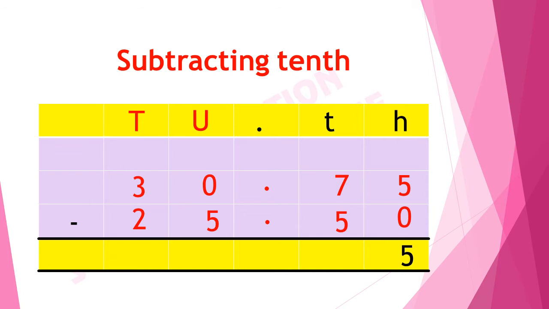Now we will move towards the left, and the next column is tenths. We will subtract tenth. In the tenth column there is 7 and 5. From 7 we have to subtract 5. What will be the answer if we subtract 5 from 7? Students, think about it. Do the subtraction and tell me the answer.